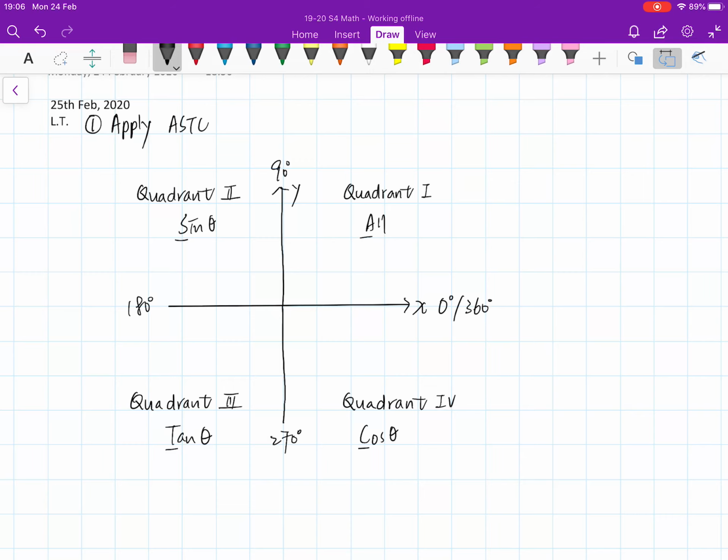Finally, when we want to know if sine theta, cosine theta, or tangent theta in different quadrants are positive or negative, we come to a conclusion that for quadrant 1, sine, cosine, and tangent are all positive, and for quadrant 2, only sine is positive, and for quadrant 3, only tangent is positive, and finally for quadrant 4, only cosine is positive.